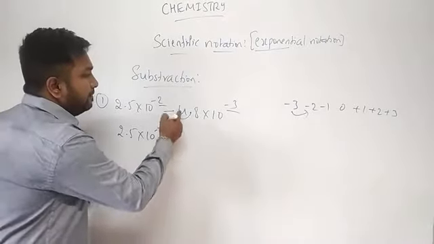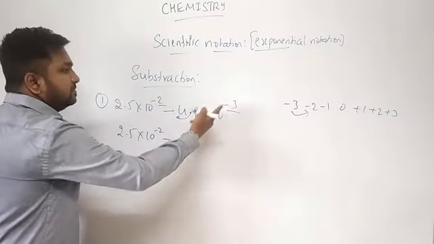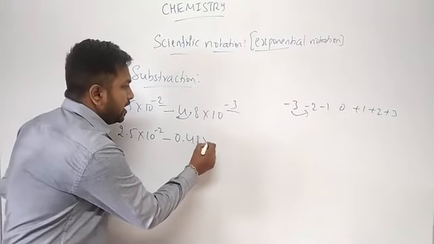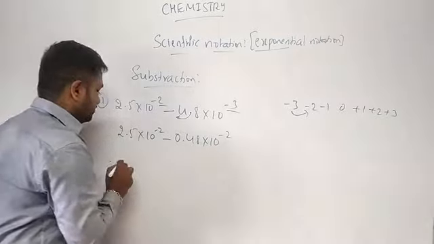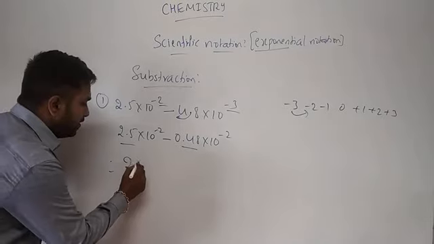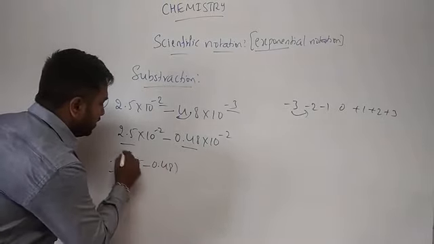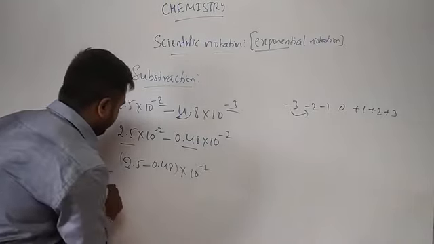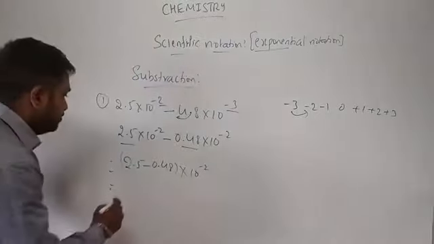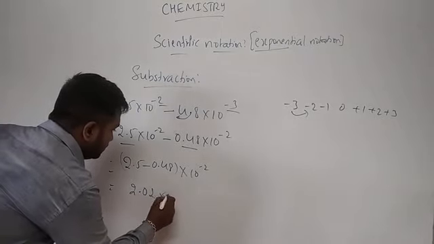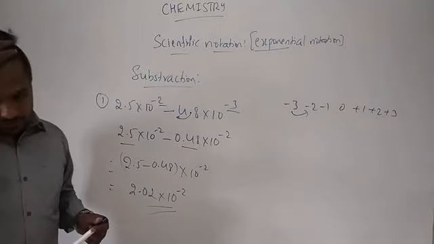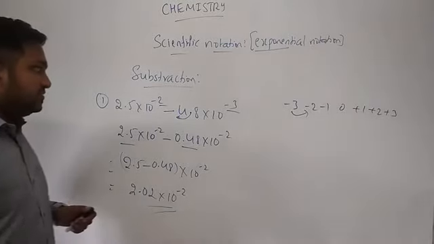So it is 2.5 into 10 to the power of minus 2 minus, we need to increase by one value, so it is 0.48 into 10 to the power of minus 2. 2.5 minus 0.48 into 10 to the power of minus 2. What's the value for this? It is 2.02 into 10 to the power of minus 2. Dear students, this is how you add and subtract numbers in scientific notation.